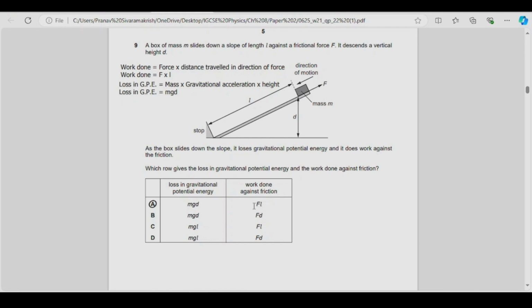So work done in the direction of the force is F multiplied by L, not F multiplied by D, because the object is not falling like that. So essentially the work done against friction will be FL. So B is wrong, A is the right answer.